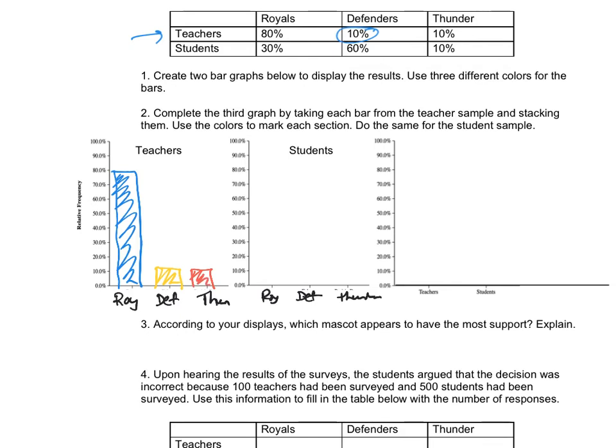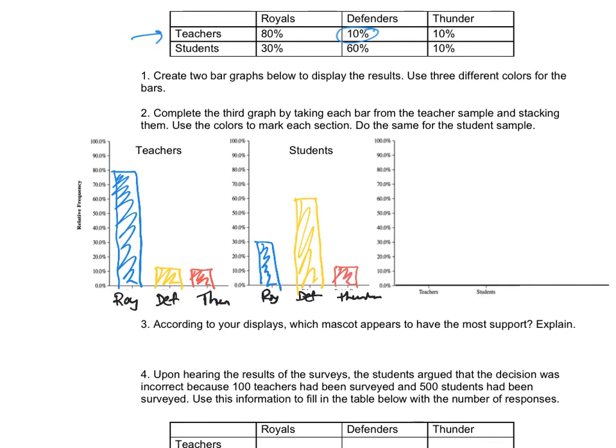For the students, 30% chose Royals. Okay. Defenders was 60. By the way, this data is, like, this never happened. I mean, the change of the mascot did, but it was all weighted. It was like 1/3 got a vote, 1/3. It was interesting. And then the Thunder were 10%.